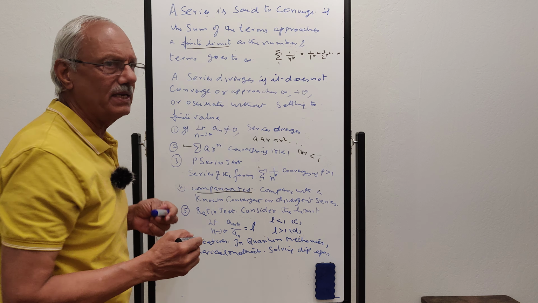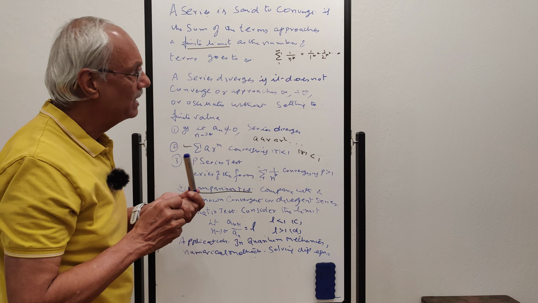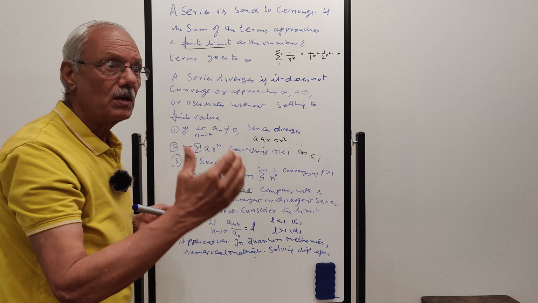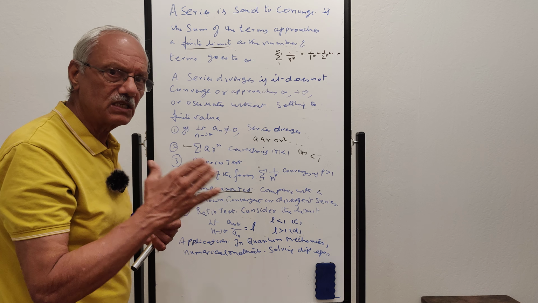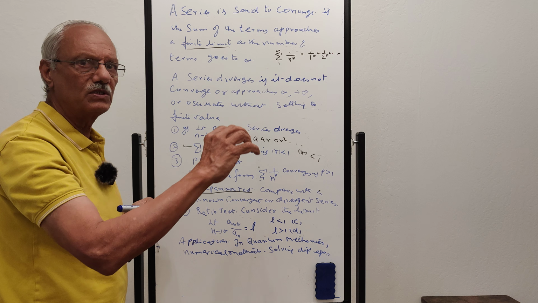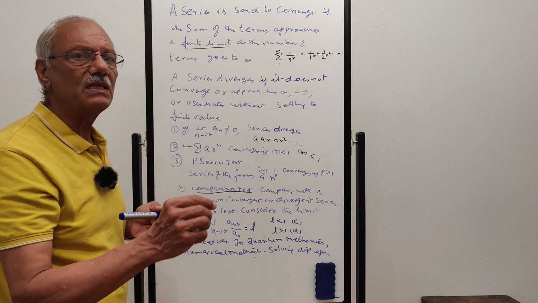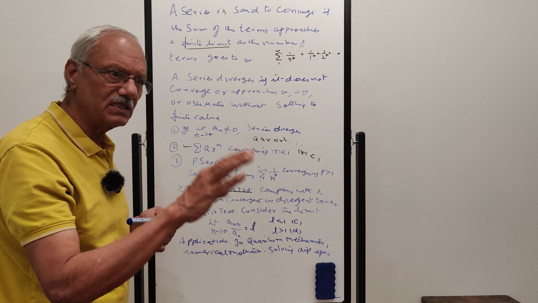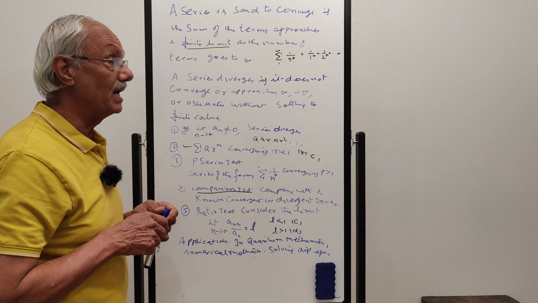If it reaches a finite limit as the number of terms goes to infinity, that means here it may go up to 1 by n to the power of p up to n terms. But if you extend it to infinity and the sum of all these terms becomes a finite number, then we say that it is a convergent series. If it does not converge, we say that it diverges.